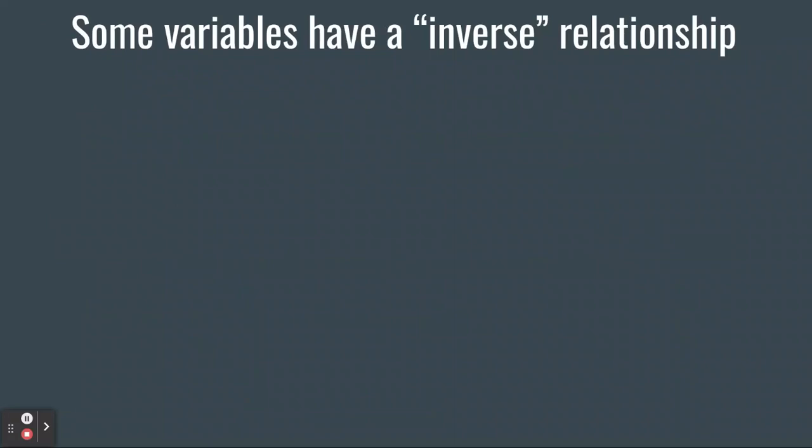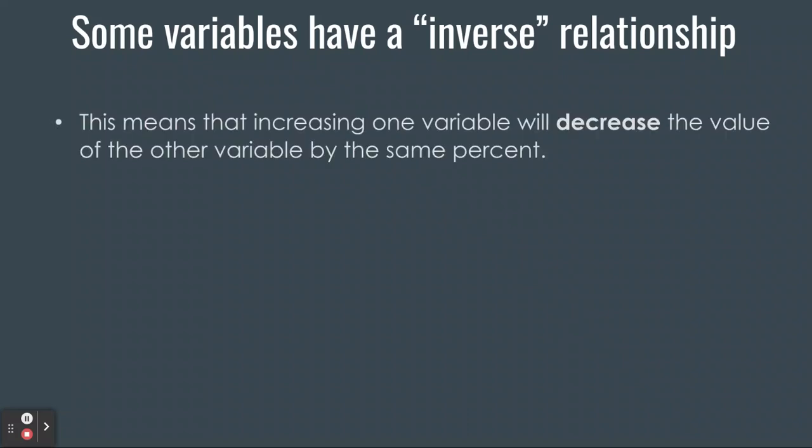Some variables have an inverse relationship. And sometimes this is called inversely proportional. We just call it an inverse relationship in this class. Okay, what does that mean? It means that increasing one variable will decrease the value of the other variable by the same percent.